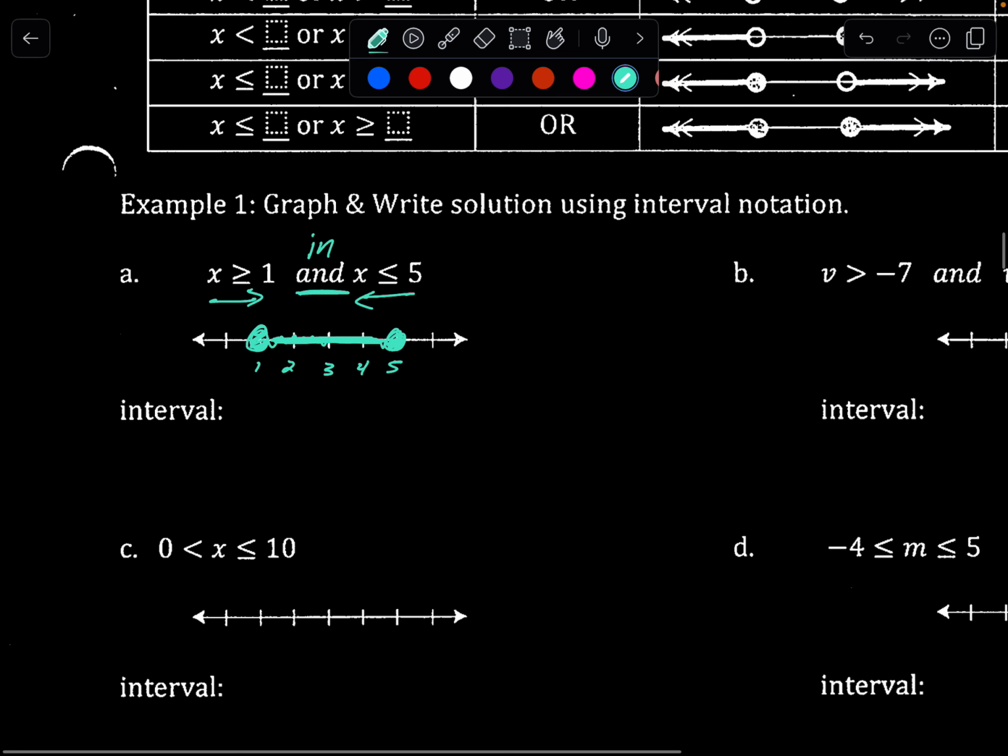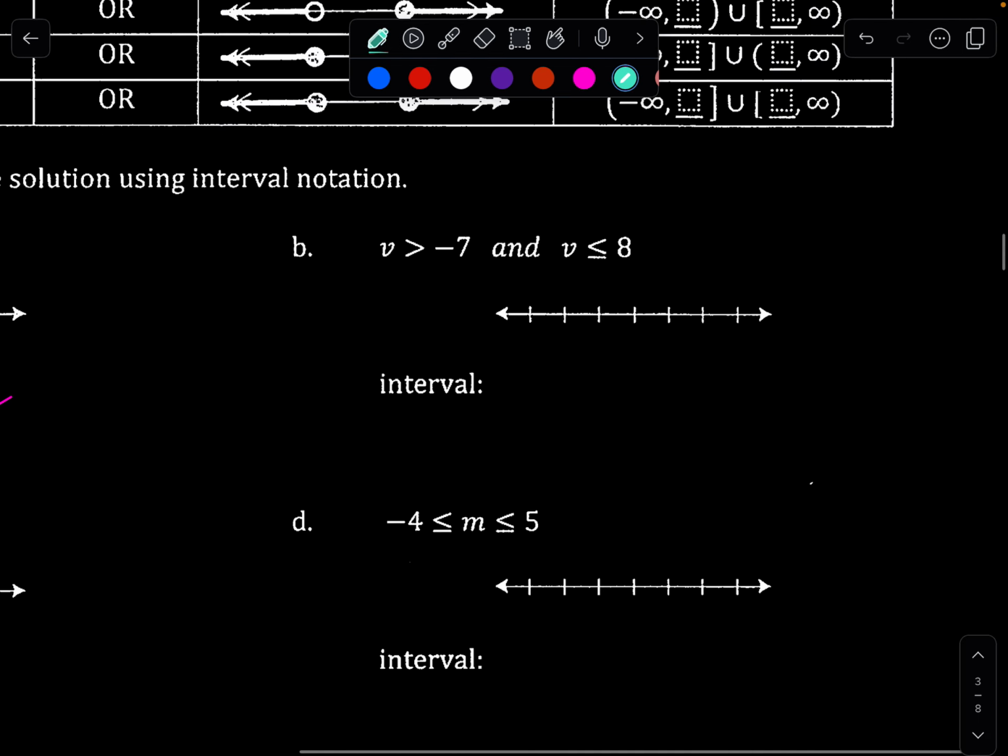Now, for the interval notation, you just have to look at the number line. Because it is a filled dot, you're going to bracket it. Same thing on 5. So when we write our interval notation, you have a bracket with the number 1, because that's our first number, all the way to 5 with a bracket on the back end. And that's all you've got to do. Let's look at another example.